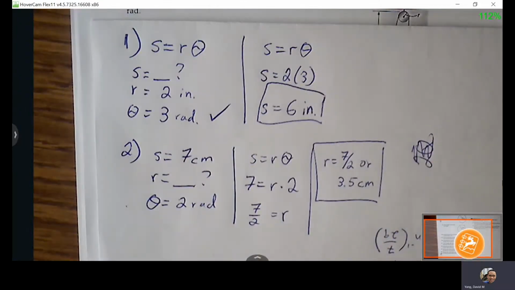Notice that we're not always solving for arc length. Sometimes we may be solving for theta, sometimes we may be solving for radius. But we're always going to list out our three variables and see what information we have, see what we don't have, and then go from there.